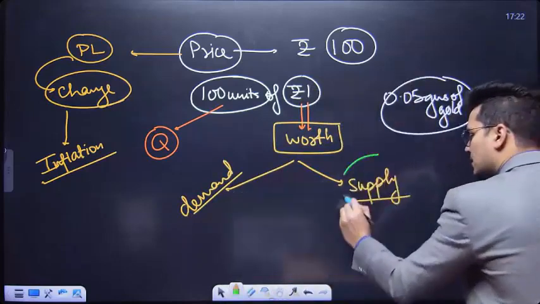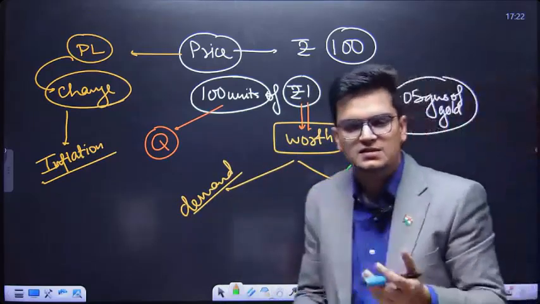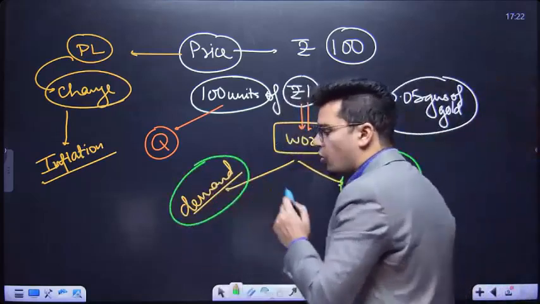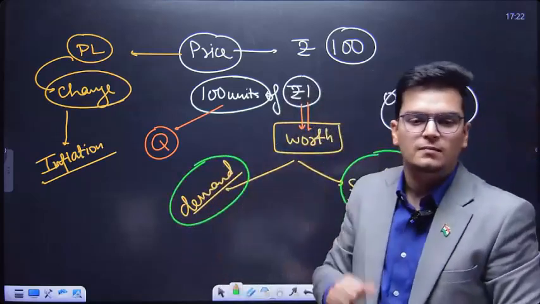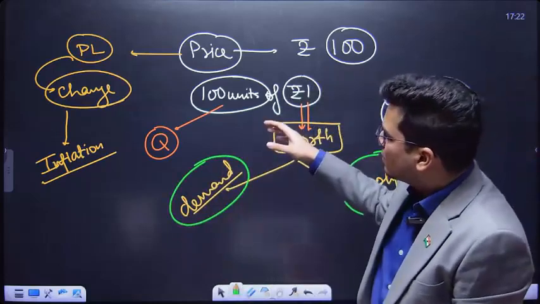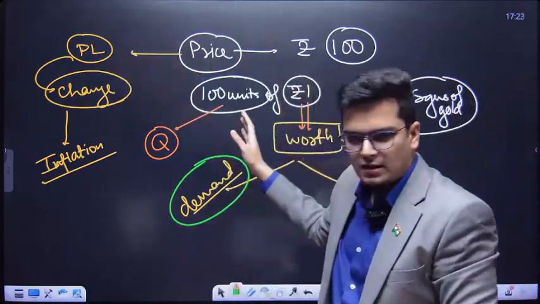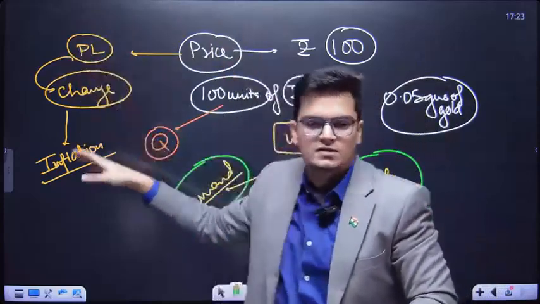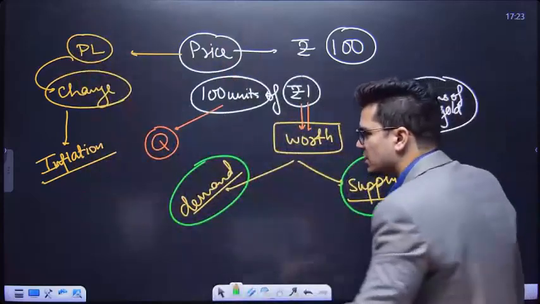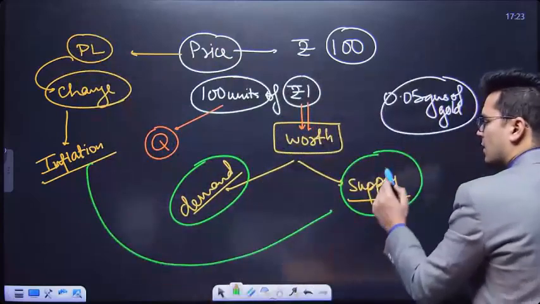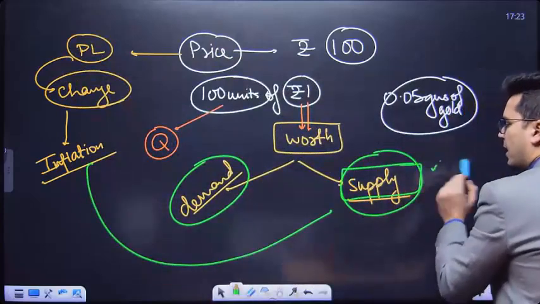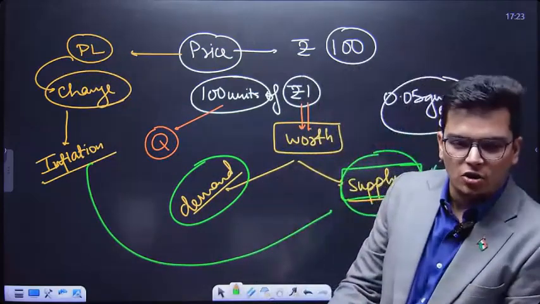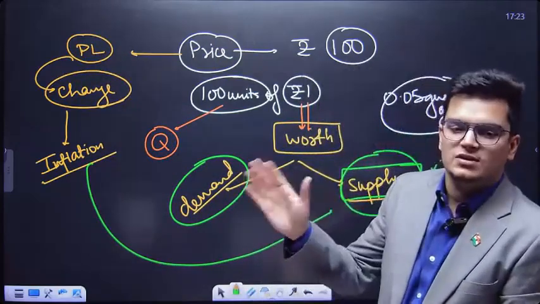So money supply, how much money is being supplied in the economy. Demand of money, how much people actually want money. And the quantity influences price, which influences price level, which influences inflation. So inflation is influenced by the supply of money in the economy. How much supply of money is there in the economy, it will influence inflation.